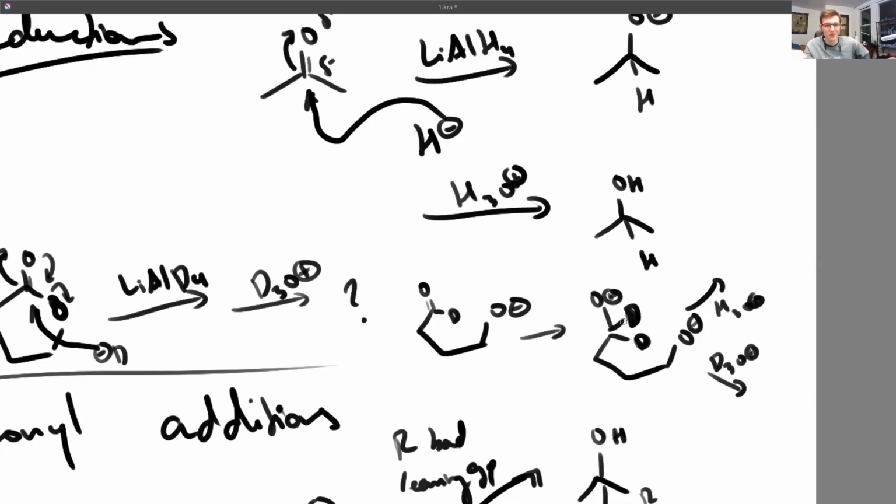This is a case where the kind of mechanism here matters, and it's one that you should think about.